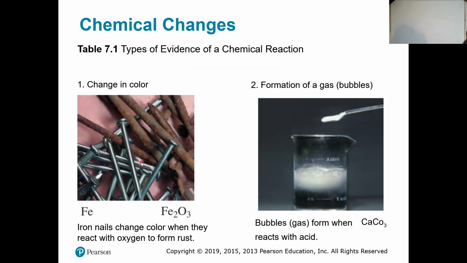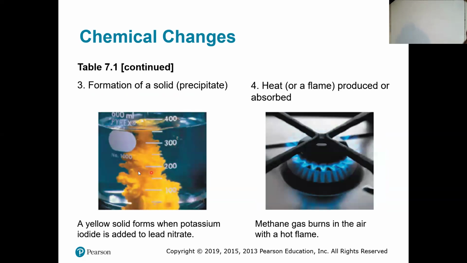So this is a change in color when we see the rusting of some iron nails. You see some bubbling of gas. We're seeing a solid form here in this reaction when we have two aqueous solutions that are mixed together. And when we have something burning, okay, that's going to be a chemical reaction. We see the formation of heat here.